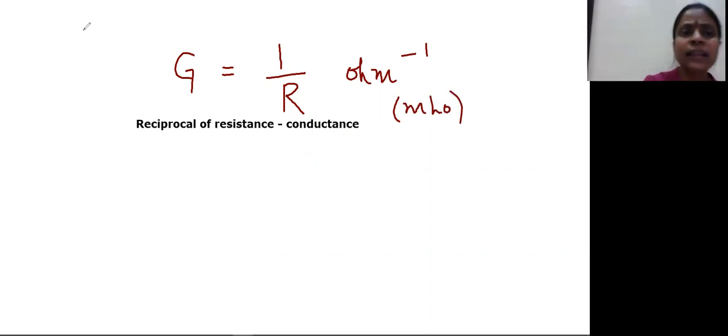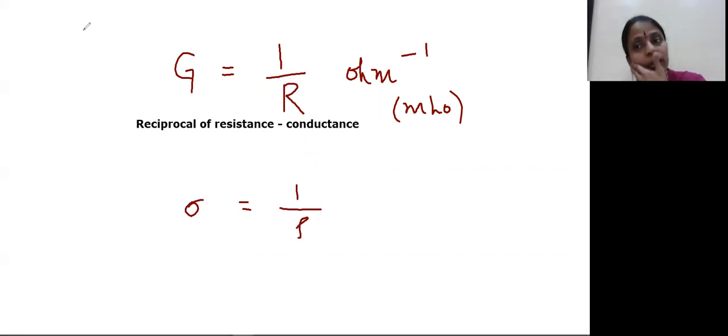Is that clear? And then we have the reciprocal of resistivity, which we are going to call conductivity sigma, which is going to be 1 by rho. And we know that rho is ohm meter, isn't it? So this will be mho meter inverse. Okay.